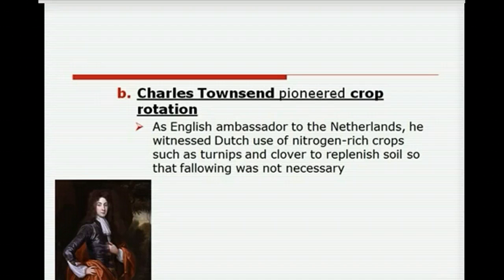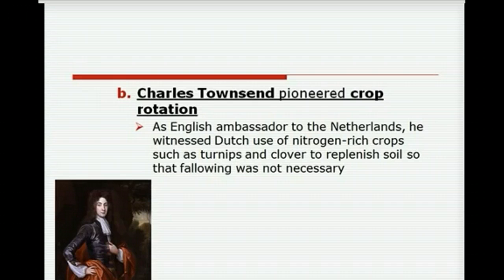So speaking of England, by 1870 crop yields had tripled since 1700 with only a 14% increase in people working the land. So this is in part due to the extra land that is now able to be farmed due to the drainage techniques. But then also we'll have a gentleman by the name of Charles Townshend who is going to pioneer crop rotation. So another step in the elimination of the fallow. He was an English ambassador to the Netherlands, and he witnessed the Dutch use of nitrogen-rich crops such as turnips and clover to replenish soil so that fallowing was not necessary. And we'll talk about this more in just a second.